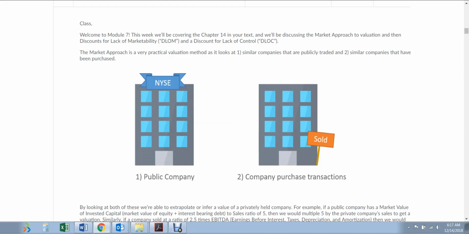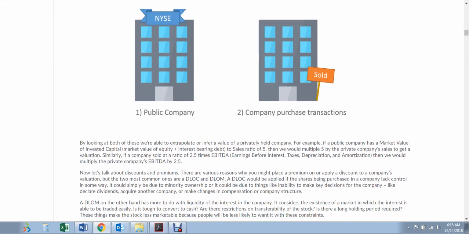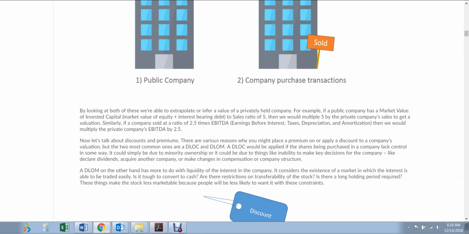Now for transactions, instead of looking at the MVIC, you're looking at the transaction purchase price for that similar company. And again, you're looking for companies that are in the same industry, companies that have the same or similar amount of assets, similar revenue range, and then you're taking that price to sales or price to EBIT or EBITDA multiple and then compare it to your own to calculate a value. All right, so that's the market approach in brief.